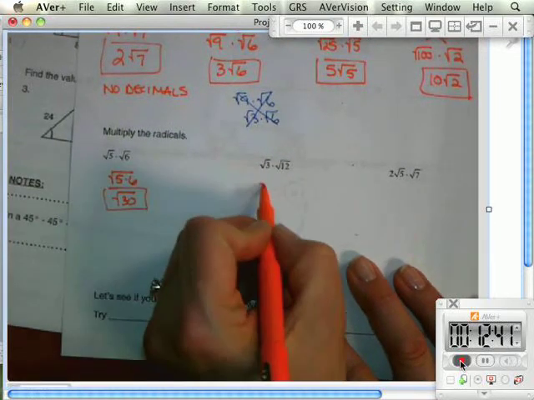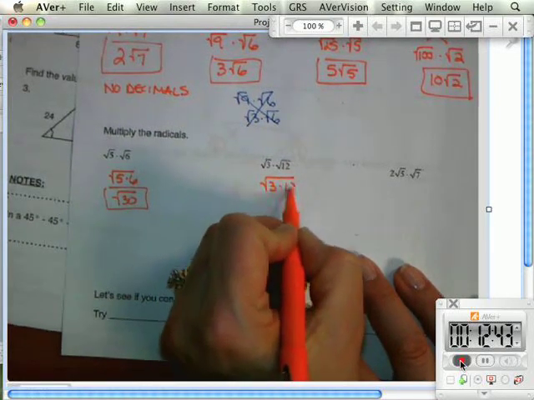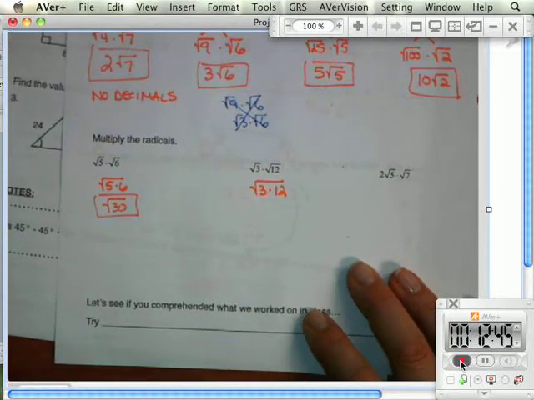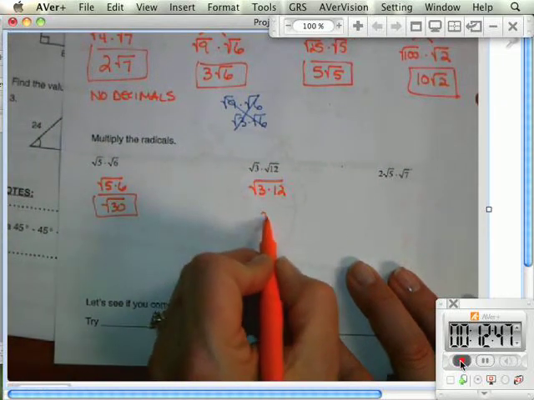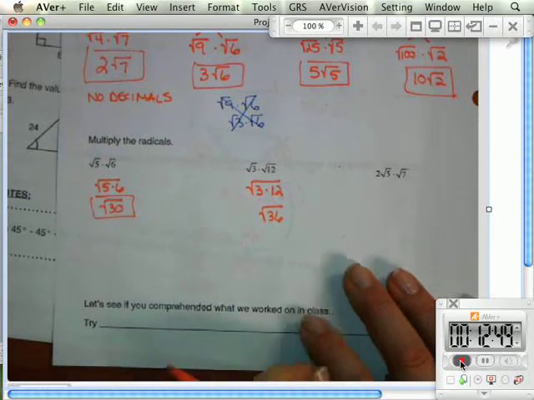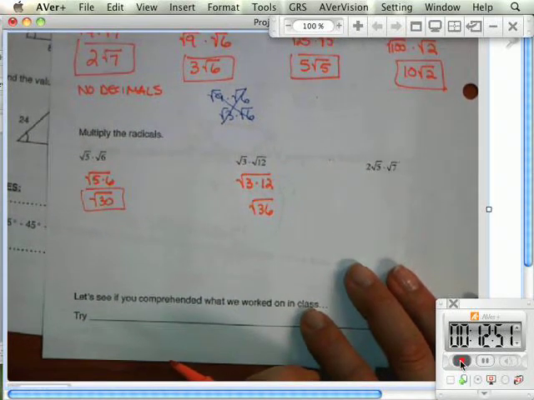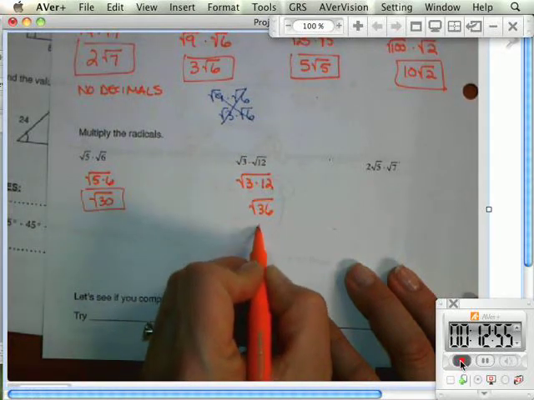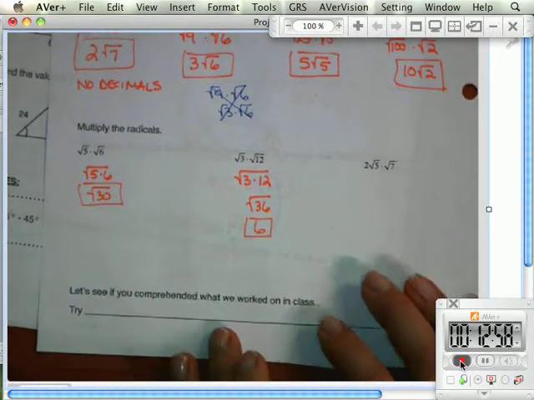Then we have the square root of 3 times 12. I put them together, and 3 times 12 is 36. I can take it one step further because it's a perfect square. What's the square root of 36? 6. Don't put in square roots.